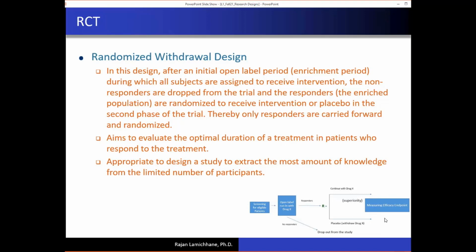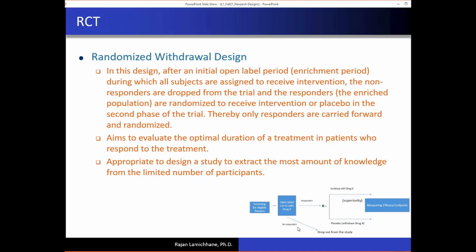And another design is called the randomized withdrawal design. In randomized withdrawal design, we always consider only the responders. And here you can see in this picture, after the screening of the eligible patients, first the drug is given to all individuals who are screened. After some time, not every individual responds to the drug. So all the non-responders are dropped out from the study, and then these responders are divided into different groups, placebo and treatment, and then we measure the efficacy at the end point.